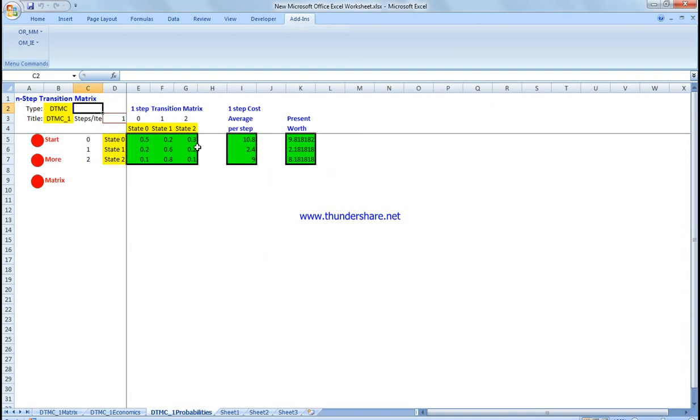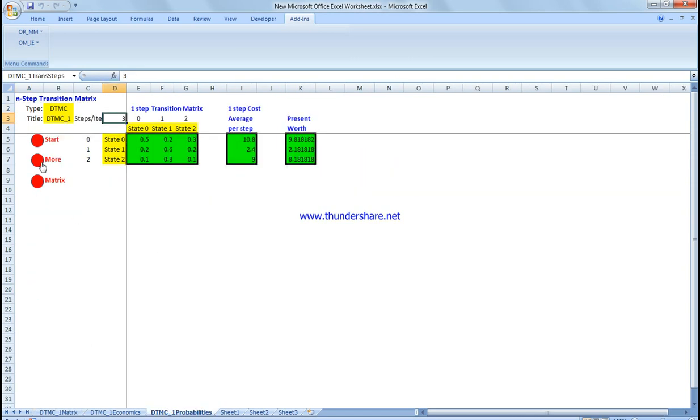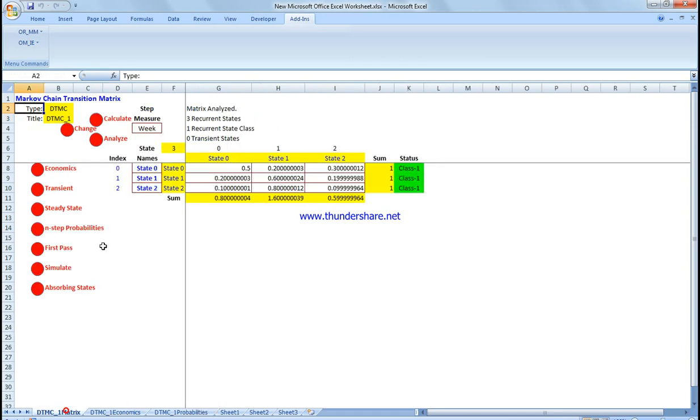we obtain those values. If you multiply this by this, you obtain this value, like here, and do it for 3 generations or 3 periods of time. So we analyze it, and we obtain the value as requested here after 3 generations or 3 periods of time, as well as we've got the transient steady state.